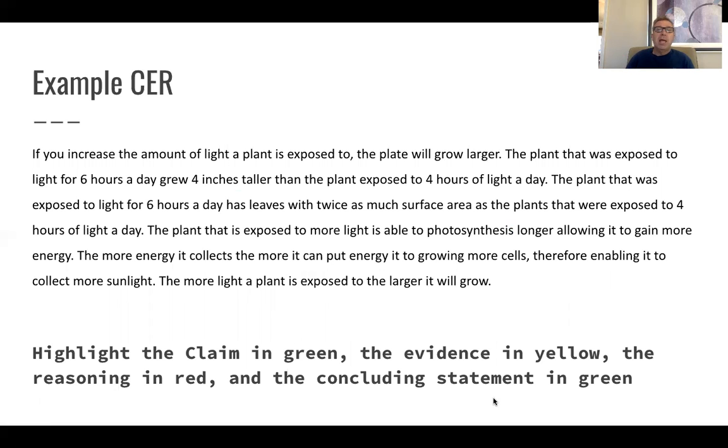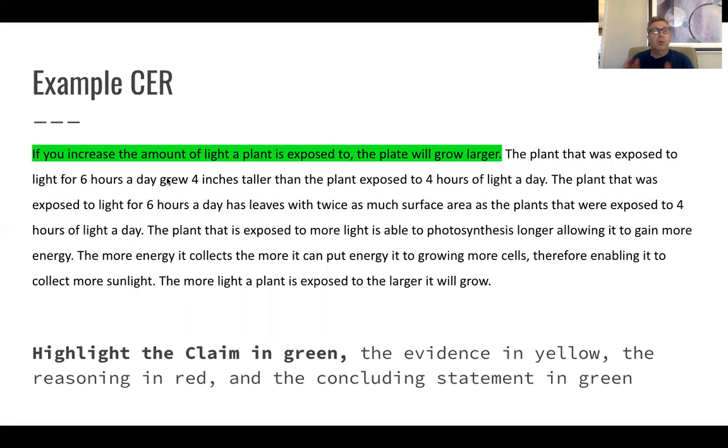And we're just going to write through it. I'll have to think about how we can do it because you can't do it on a presentation. But if we are going to go ahead and write the sentence, if you increase the amount of light a plant is exposed to, the plant will grow a lot larger. So this is our claim, right?